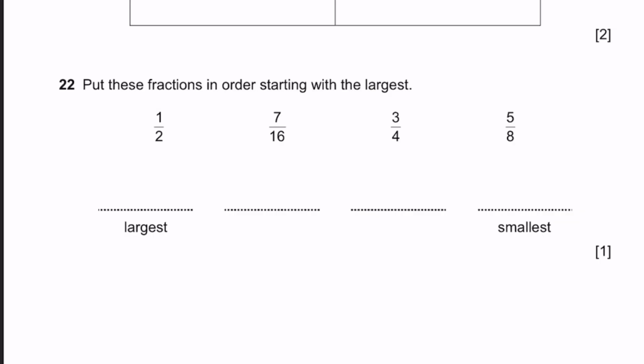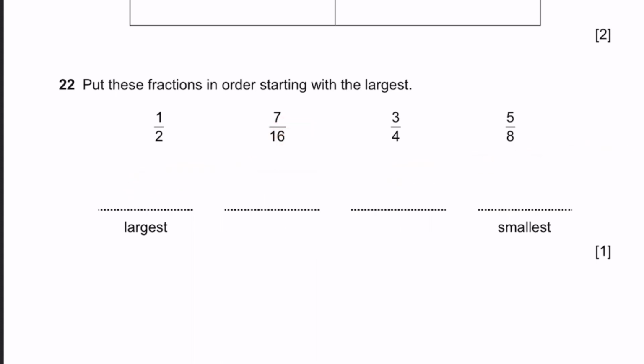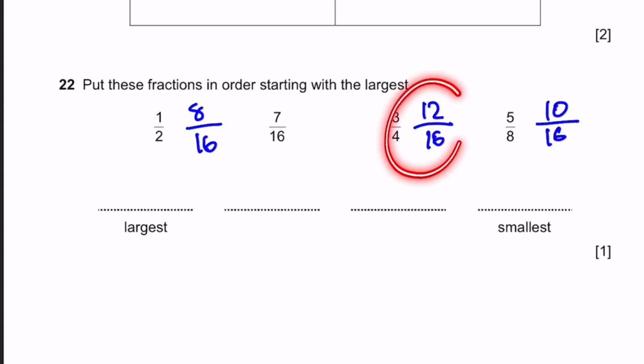Question 22. Put these fractions in order starting with the largest. Let's make all of these fractions the same denominator, which can be 16. 1 by 2 is equal to 8 by 16. 3 by 4 is equal to 12 by 16. And 5 by 8 is equal to 10 by 16. Now the greatest is 12 by 16.